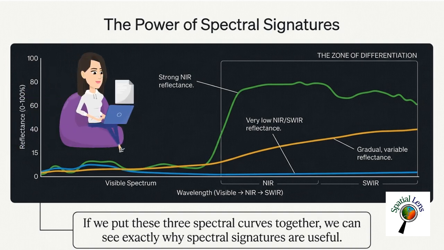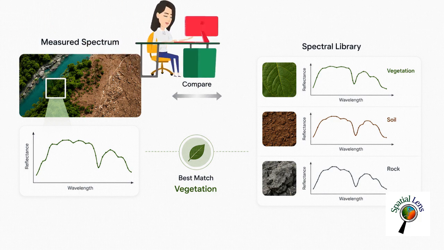So, if we put these 3 spectral curves together, we can see why spectral signatures are useful. Vegetation shows strong NIR reflectance and a distinctive red-edge transition. Water generally shows very low NIR and SWIR reflectance. Soil tends to show a more gradual and variable reflectance pattern. These differences in spectral behavior allow remote sensing sensors to distinguish materials that may sometimes look similar in a normal photograph. In practical applications, these measured spectral responses can also be compared with reference measurements stored in spectral libraries, helping researchers identify or characterize materials based on their spectral behavior.